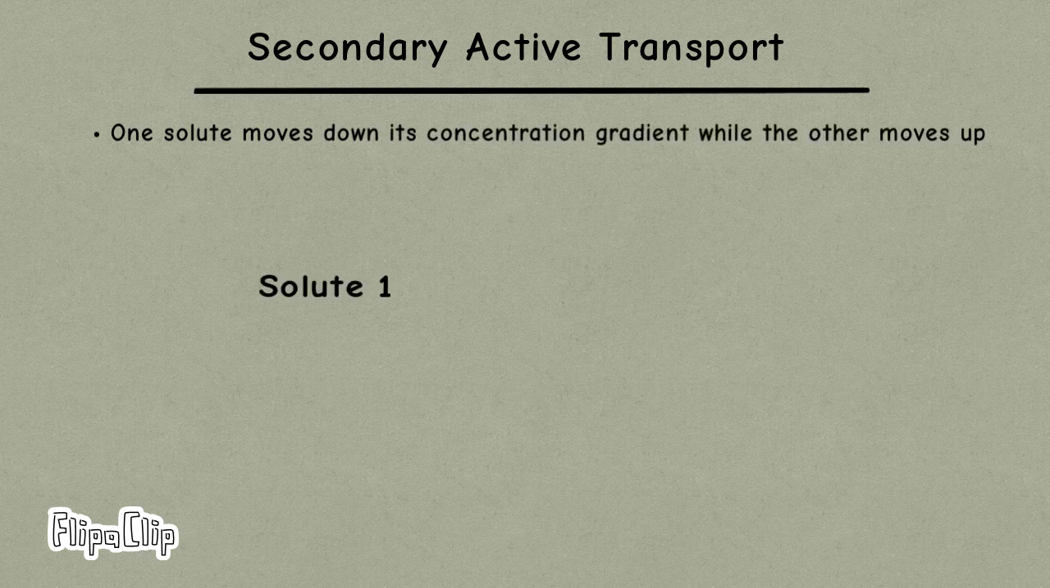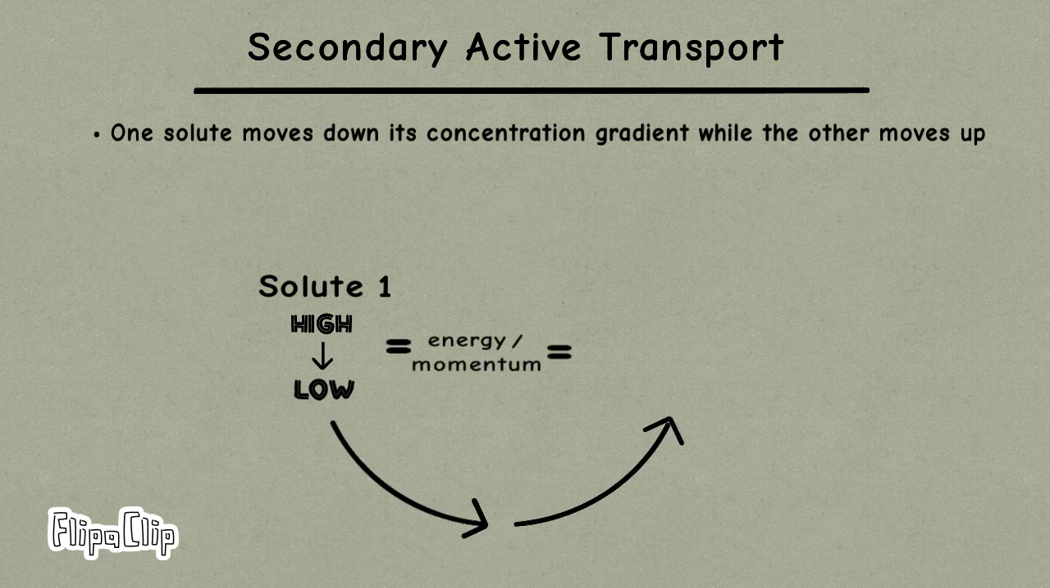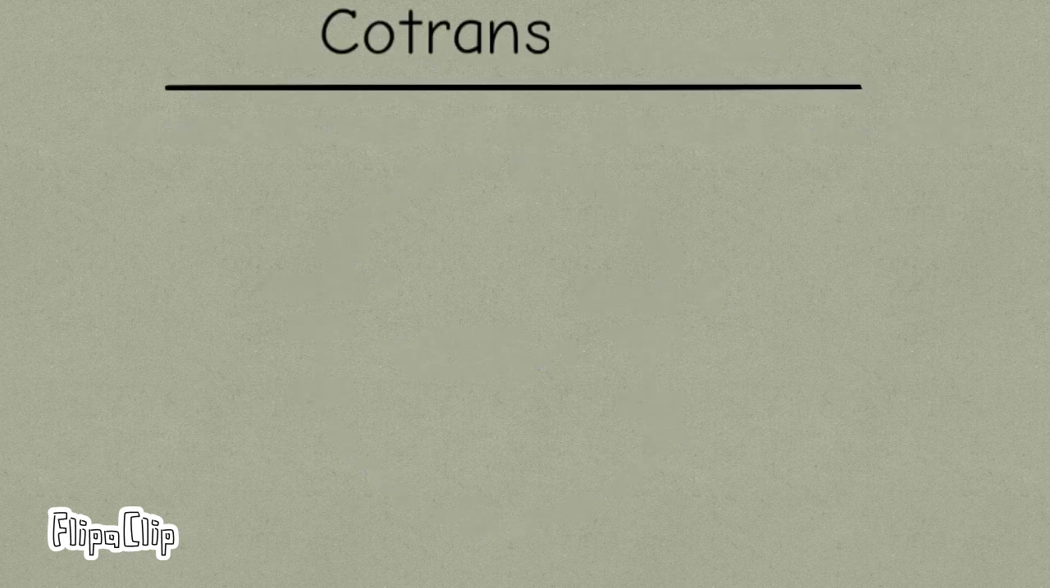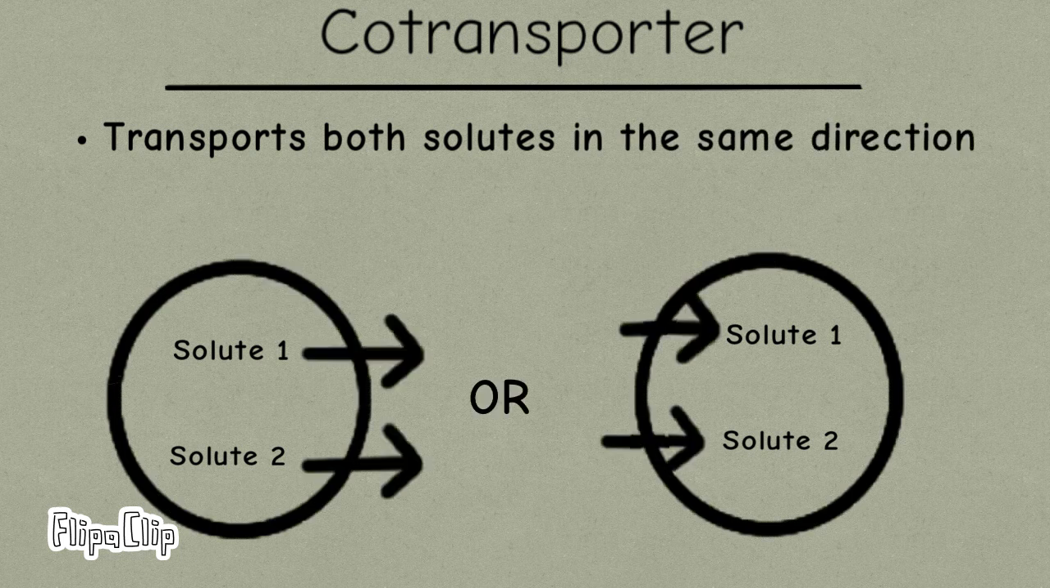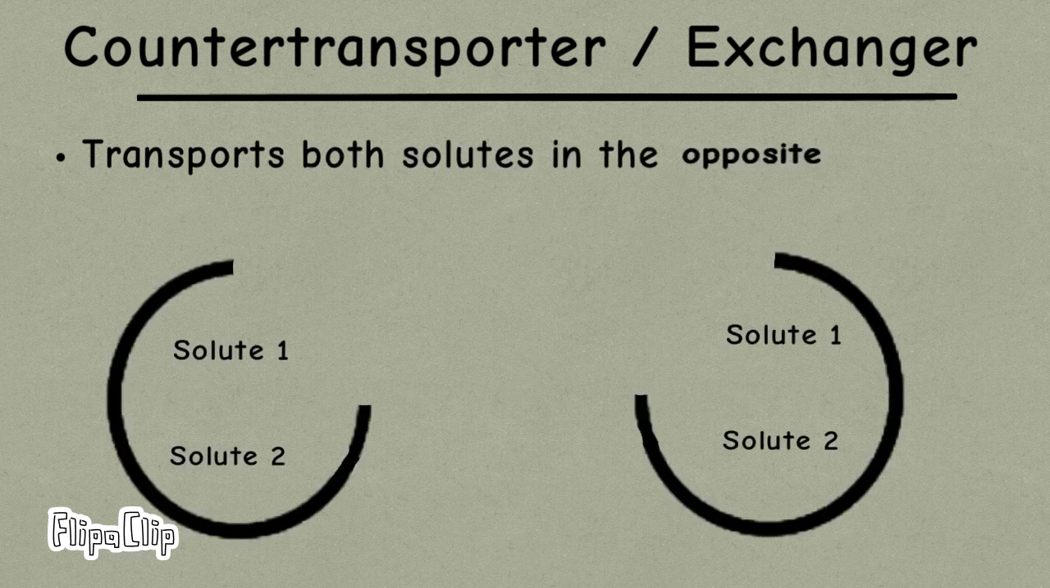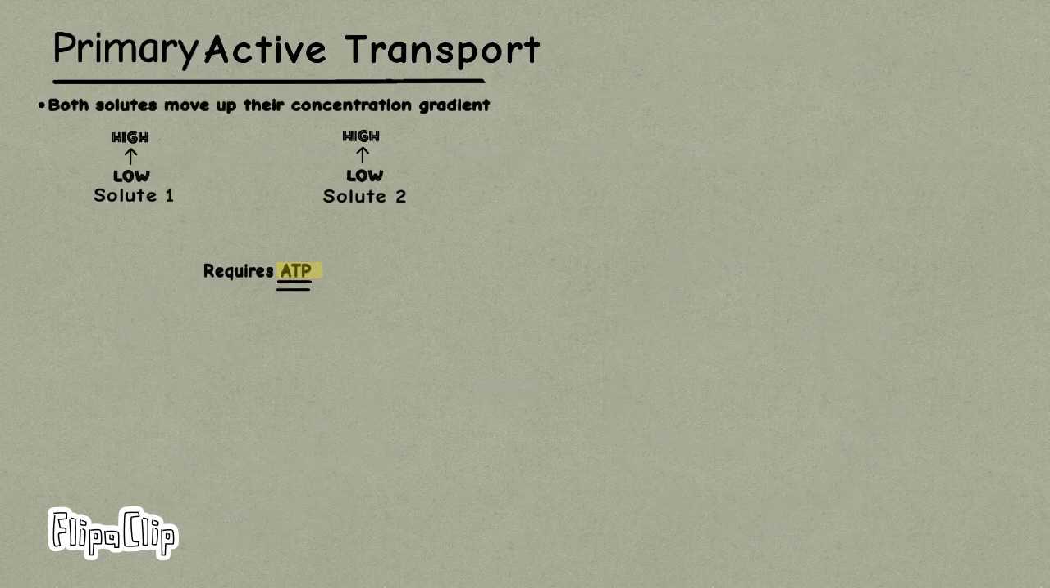The solute moving down its concentration gradient produces energy or a momentum that will bring the other solute up its concentration gradient. A cotransporter transports both solutes in the same direction, whereas a countertransporter or exchanger will transport both solutes in different directions. Those are the 4 types of active transport.